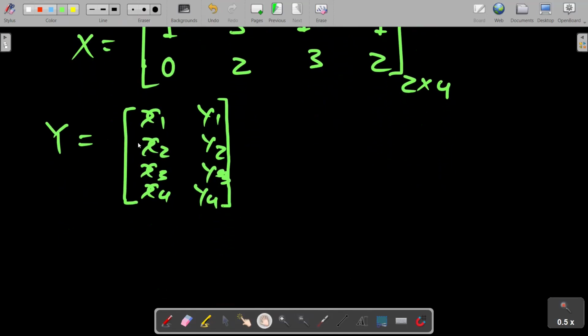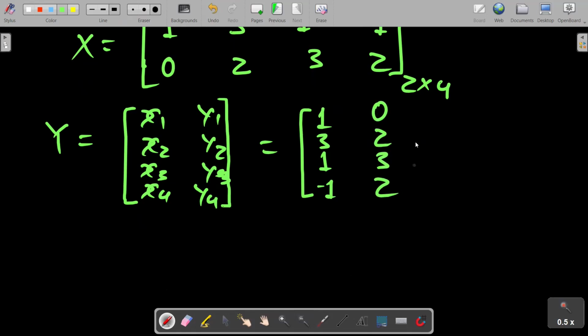So our matrix will become y is equal to [1, 3; 1, -1; 0, 2; 3, 2].